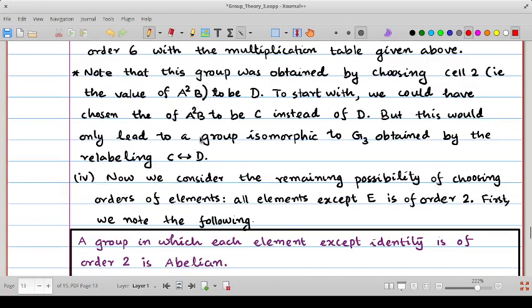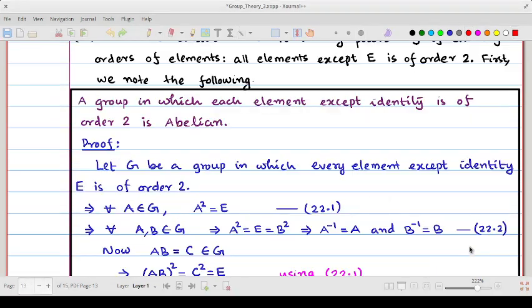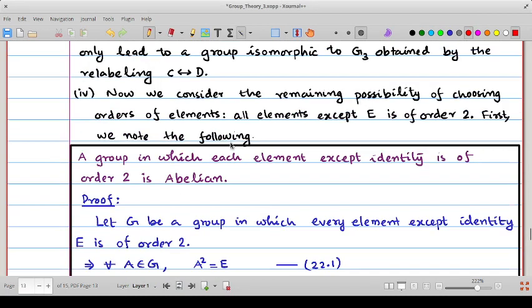We should now look for other possibilities of constructing a group of order 6. The possibilities that we considered were the group generated by an element of order 6, which resulted in Z6, and the second possibility was that one of the elements was of order 3 and the remaining elements B, C and D were of order 2. So 2, 2 and 2.